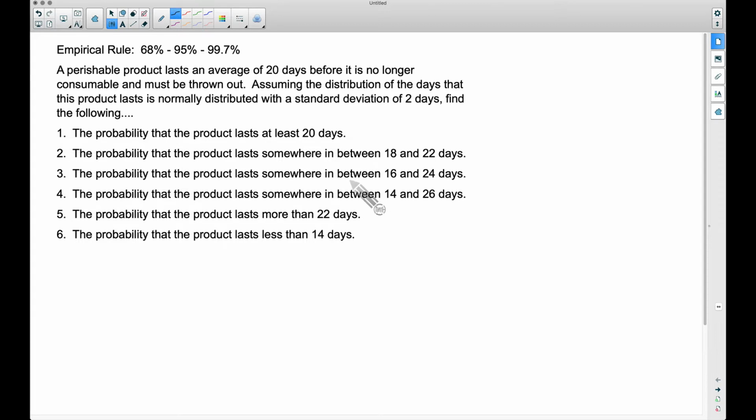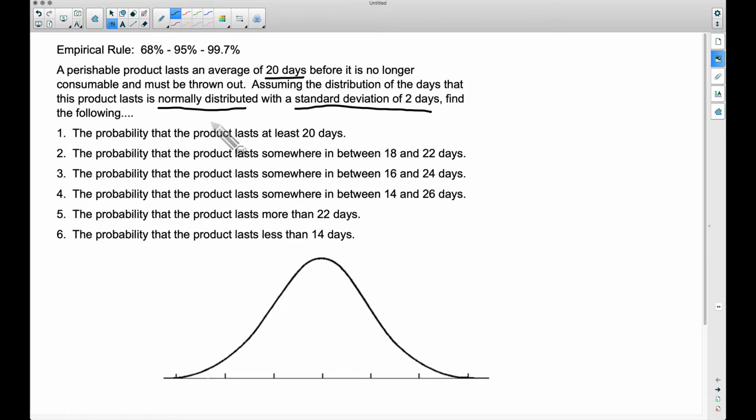Well, before we even dive into any of these problems, keywords again: normal distribution, the average is 20 days, and the standard deviation is 2 days. A normal distribution is what we often refer to as a bell-shaped curve, and the average of a normal distribution goes right smack in the middle. So I'm going to put that 20 days for this perishable product. It could be milk or some type of vegetable in the produce section at a grocery store, but the average shelf life in this case is 20, so we put it in the middle.